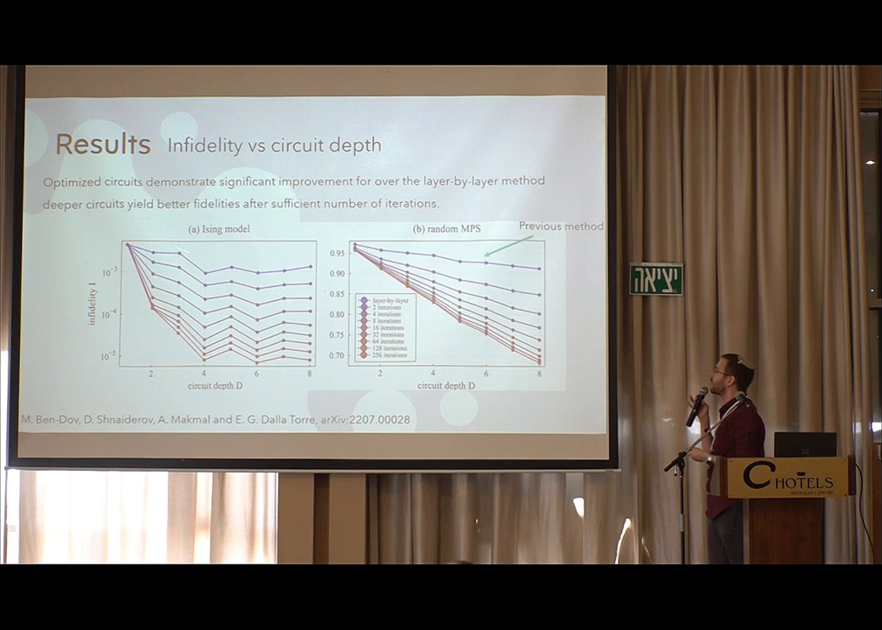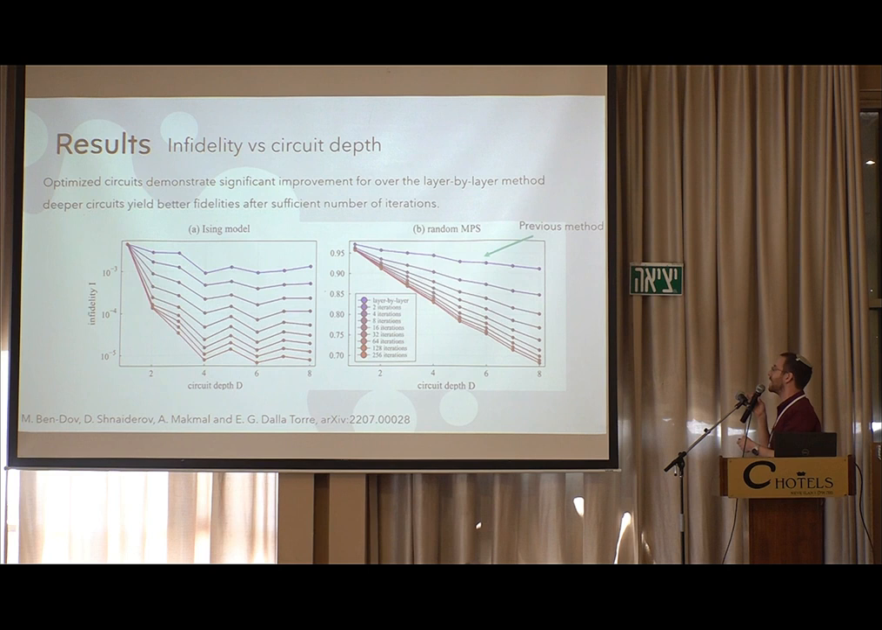Naturally, random MPS are much harder to encode because they have a lot of disorder in them, lots of degrees of freedom. So 6 or 8 layers are not enough. So we had to continue. If we wanted to get infidelity values that are closer to zero, we had to continue to maybe 16 layers.